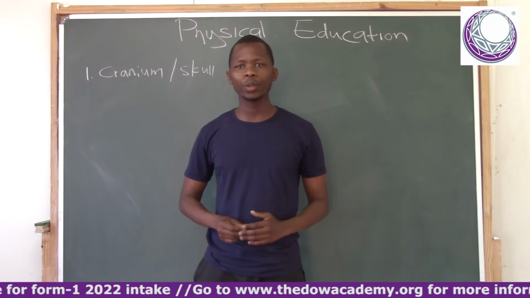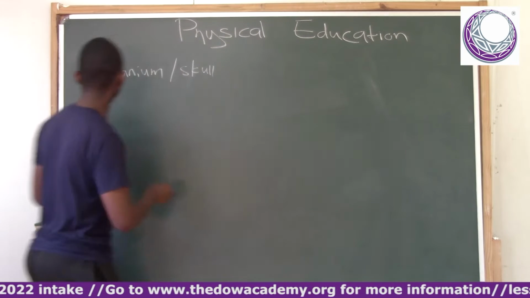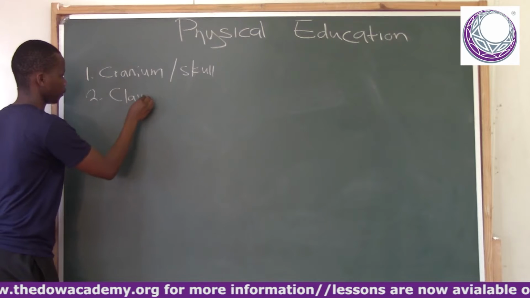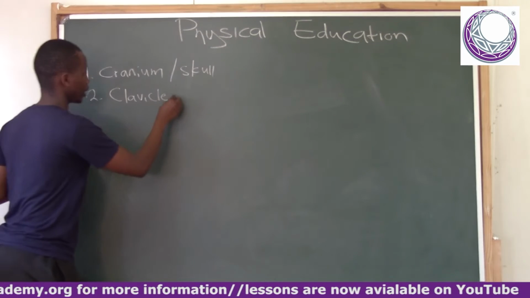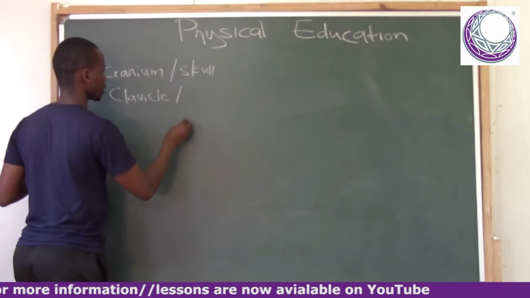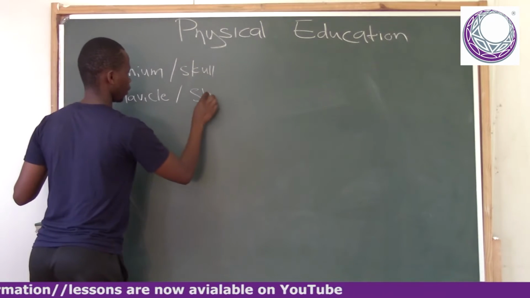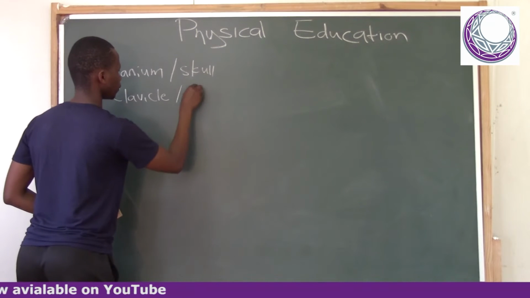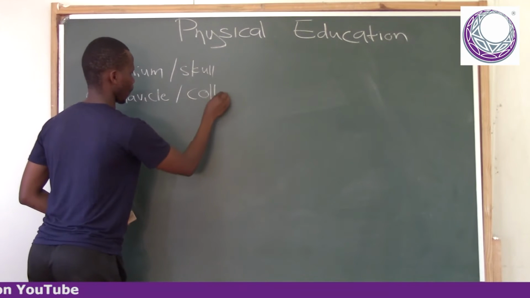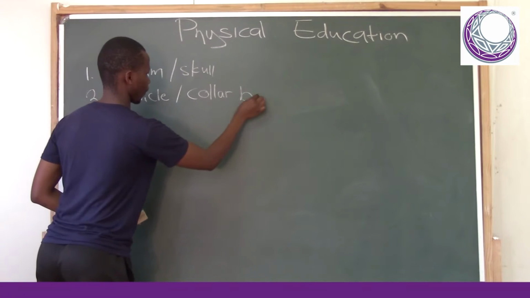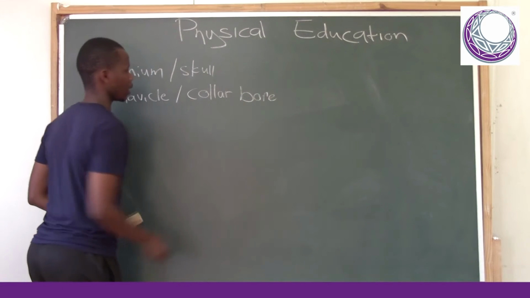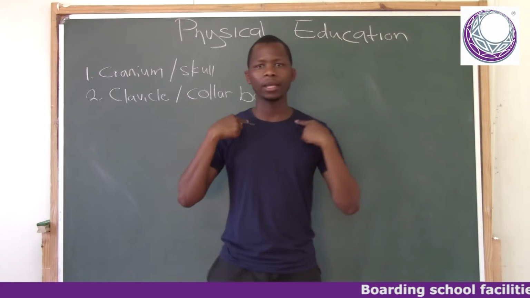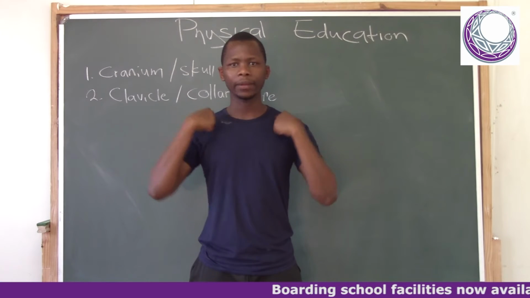We move on to the clavicle, being the second bone. The clavicle, otherwise known as the collarbone. This is the bone located right here.